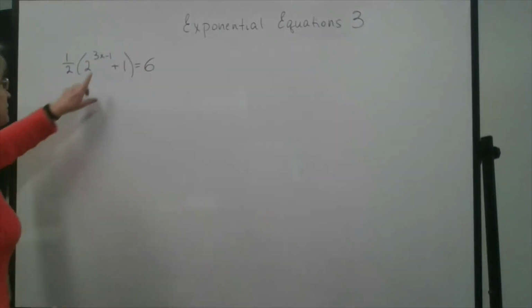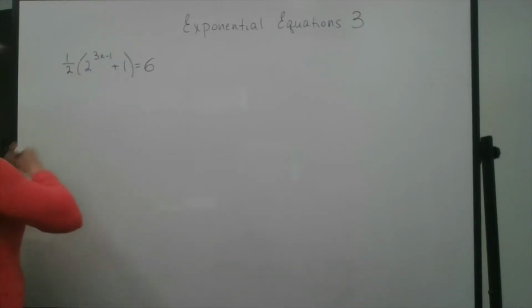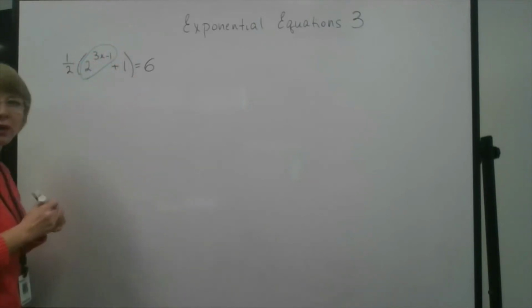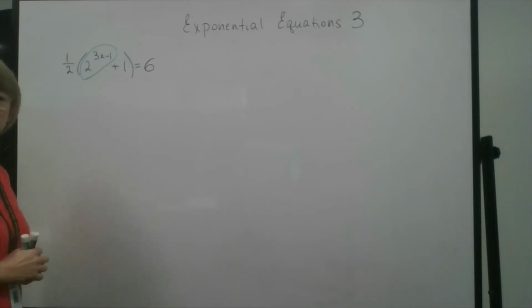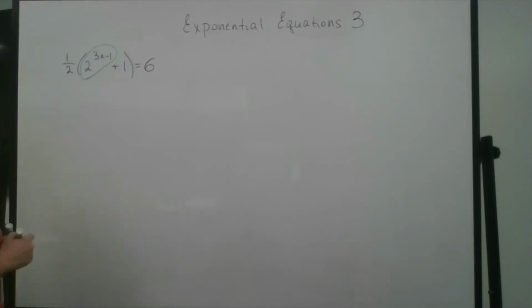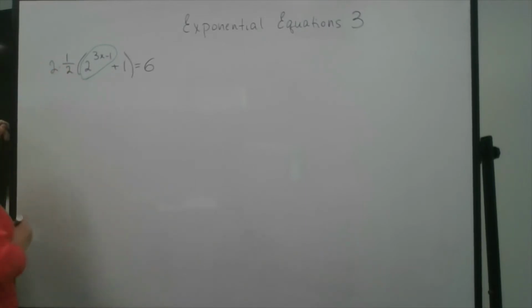This is an exponential equation because we have x in the exponent. And we know before we try to solve an exponential equation, we have to have the base to the exponent on one side, and the rest has to go to the other side. Let's get rid of 1 over 2 first. To get rid of a fraction, we have to multiply by its reciprocal. The reciprocal of 1 over 2 is 2, so we will multiply by 2.